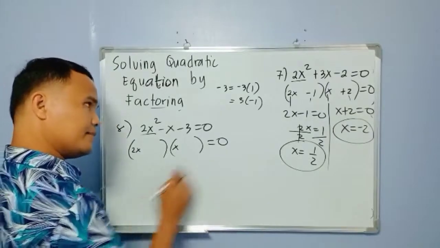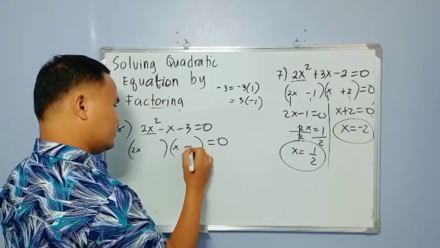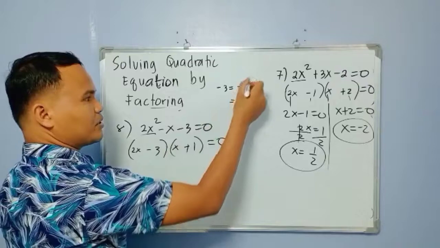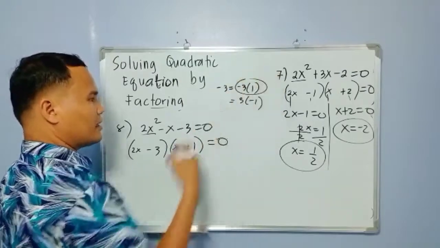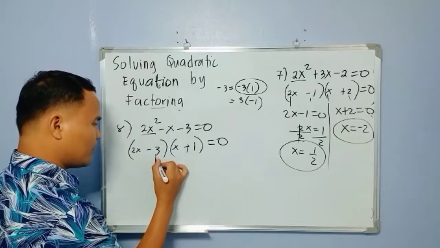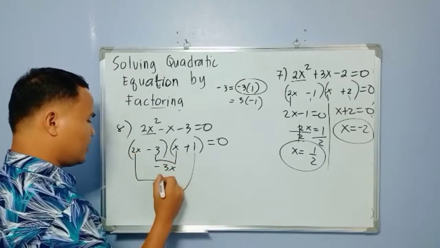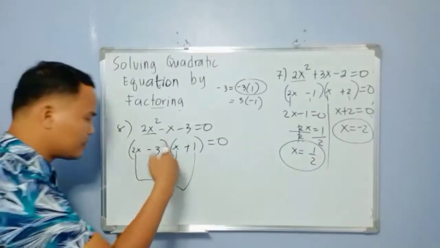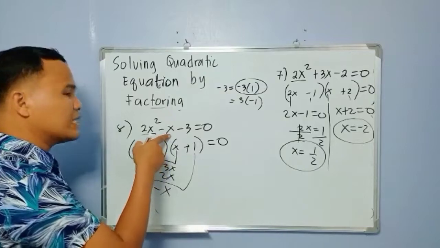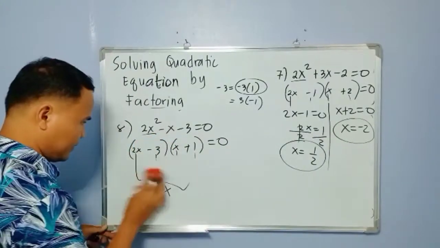So let us try negative 1, positive 1 and negative 3. So we choose these factors, negative 3 and positive 1. So check, multiply the inner, have negative 3x, multiply the outer, 2x, then get the sum, negative x. If the sum here is equal to the linear term, then our factors are correct.